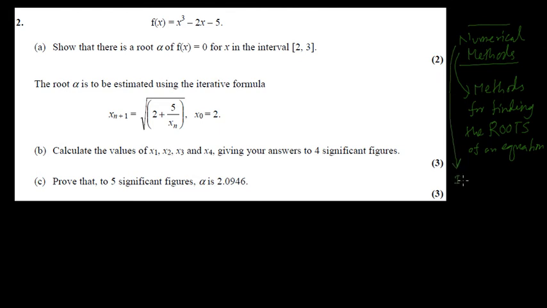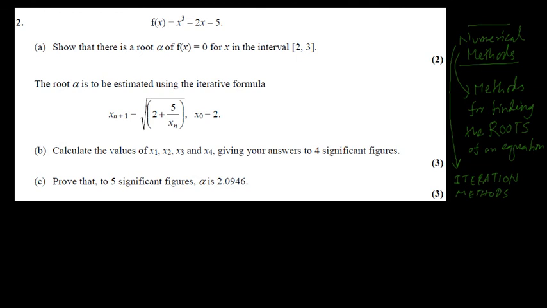In the other papers, FP1, FP2, FP1 particularly, we have other numerical methods like the interval bisection method, the linear interpolation method of root finding, and also the Newton-Raphson method. So those are the different types of numerical methods that we have in the higher papers as well.